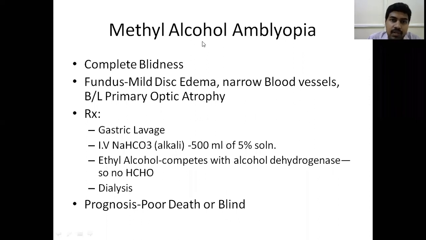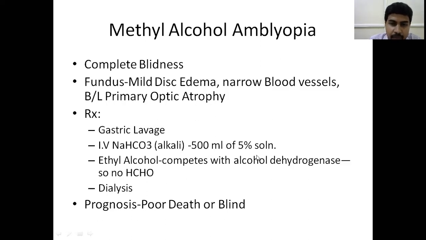So what is the treatment for this alcohol consumption? Suppose you are in a casualty, and the patient comes to you with a complaint. The attendants say that he has drunk some kaltisara or some adulterated alcohol. What you are going to do is a good gastric lavage, remove as much of the alcohol as possible, and give intravenous sodium bicarbonate alkali injections to neutralize the acid, that is formic acid. So formic acid is responsible for this.